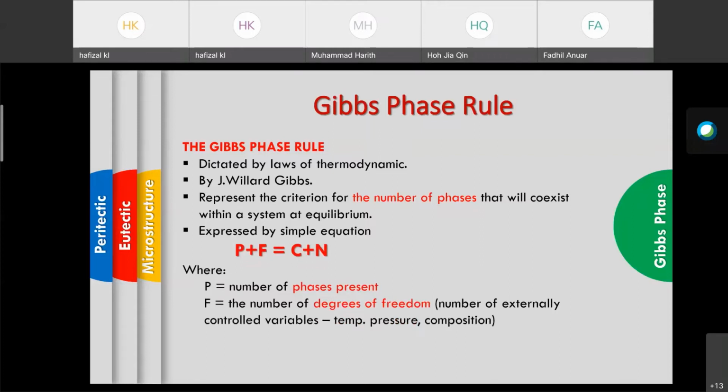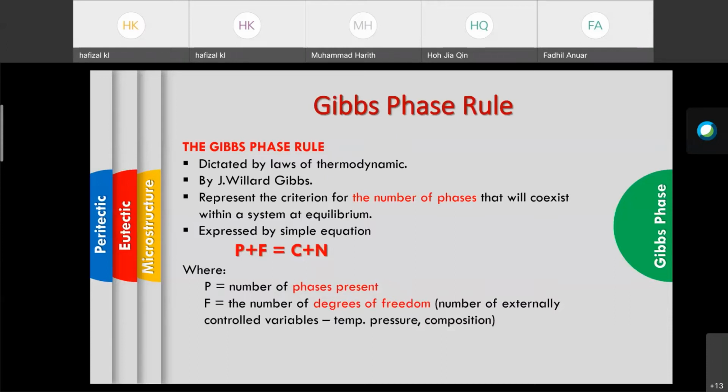Okay, so after this we will see what is the difference between one phase, two phase, and three phase present. And F indicates the degree of freedom. So this one represents the parameters involved in the phase diagram, which are temperature, pressure, and composition. Okay. So how many? In this case, if we have three parameters involved, we can put it as a 3.